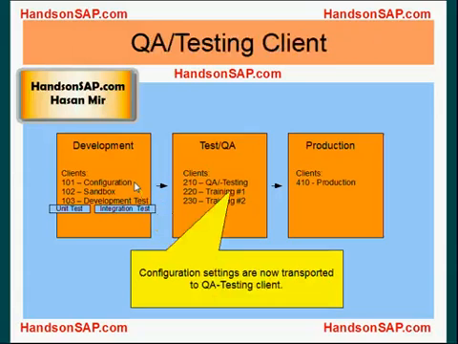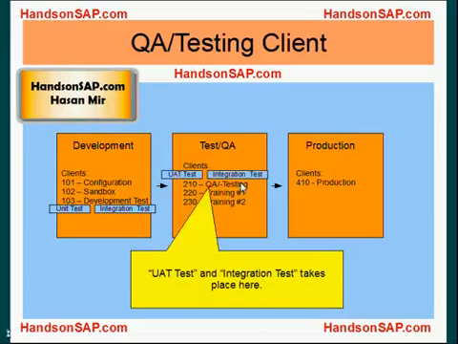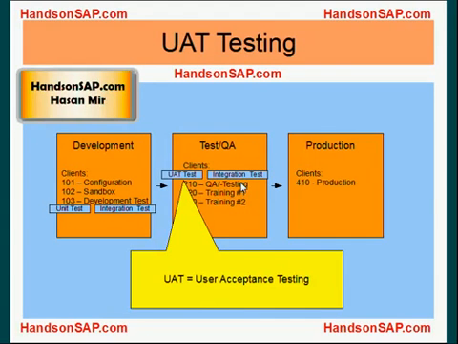Now it's time to transport your configuration settings to the QA testing client. That's number one client in your test box. This is where the final testing is conducted before your system goes to production. UAT testing takes place, as well as integration tests. UAT stands for user acceptance testing. Users basically sign off saying that they're happy with the system.